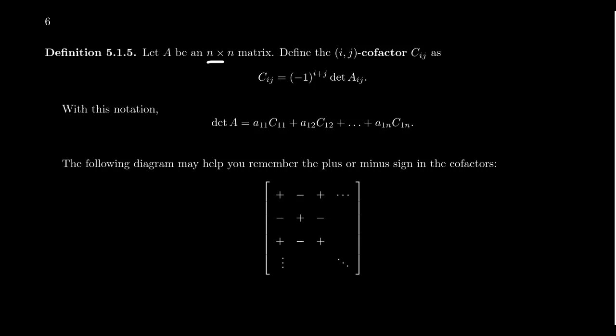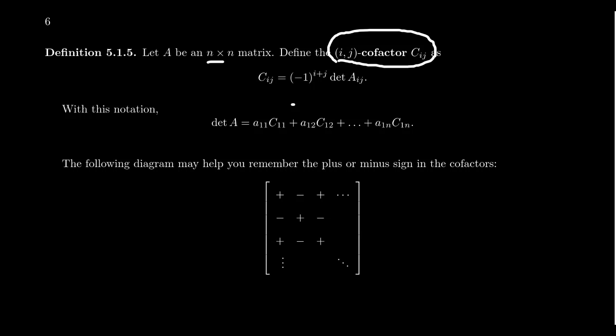We're going to define the ij cofactor, which we're going to call Cij, of the matrix A. Take the ij minor matrix, compute the determinant of that matrix, and then multiply by a factor of negative 1 to the i plus j power. So you add together the indices of the position, and that gives you the power of negative 1.